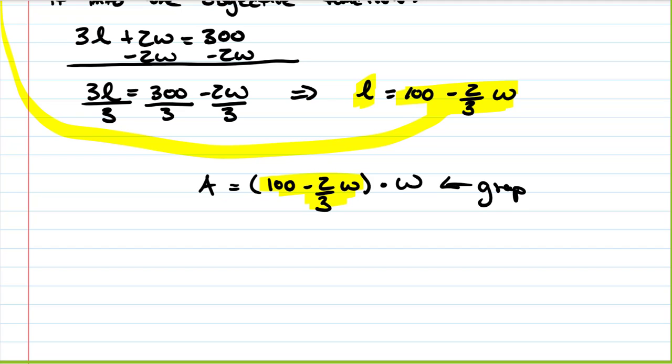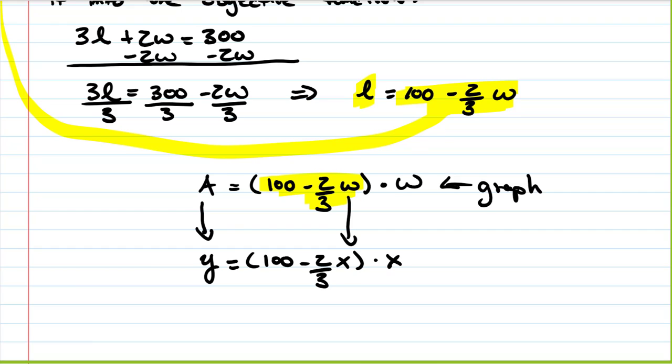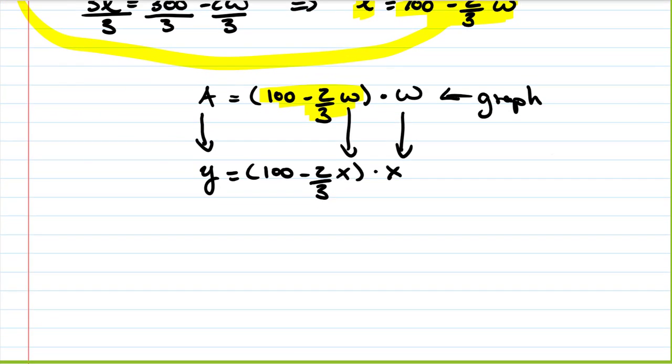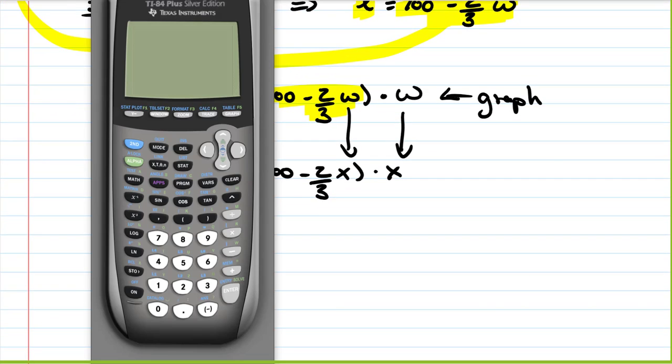And our calculator only knows x's and y's. So just to be explicit and to help me keep track of what everything is, A is going to be our y and W is going to be our x. So now I'm going to put those into my calculator.